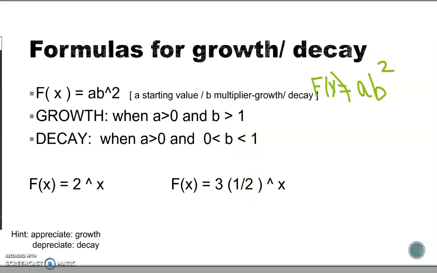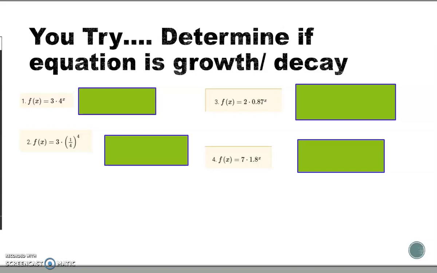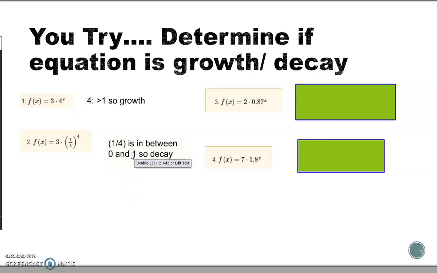So let's try a few more. Hopefully you can look at this page. I want you to determine if each one is a growth function or decay function. And you can pause this video right now and come back to check your answers. So the first one, y equals 3 times 4 to the x. 4 is larger than 1. Your b value is larger than 1, so it's a growth. Number 2, your b value 1/4 is in between 0 and 1, so this is a decay.